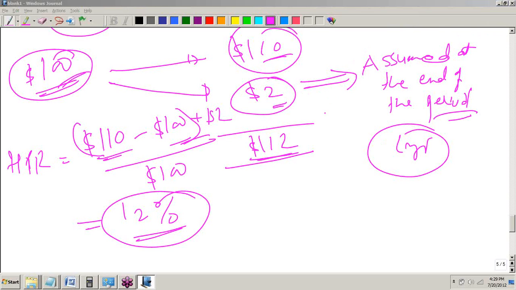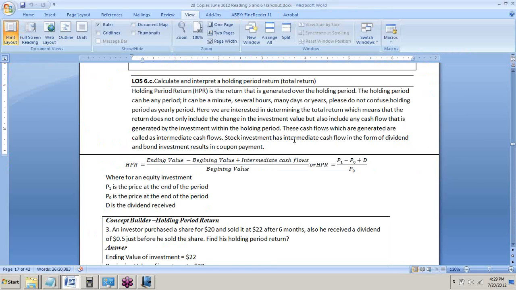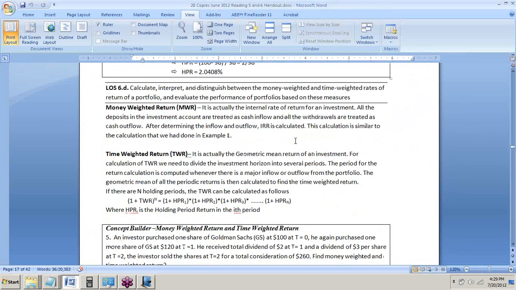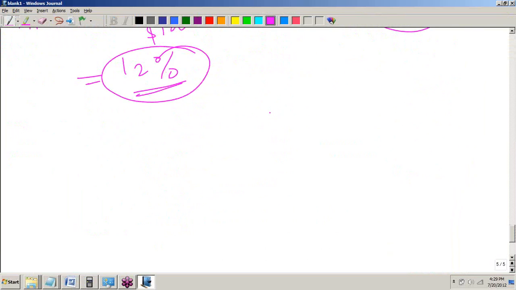Now let's see the next LOS. They are asking us to compute this holding period return. We'll see later how you compute it for a treasury bill. Then they are saying to calculate and interpret money weighted return and time weighted return. This is a topic where students get confused. I will say that you should not get confused much about this.